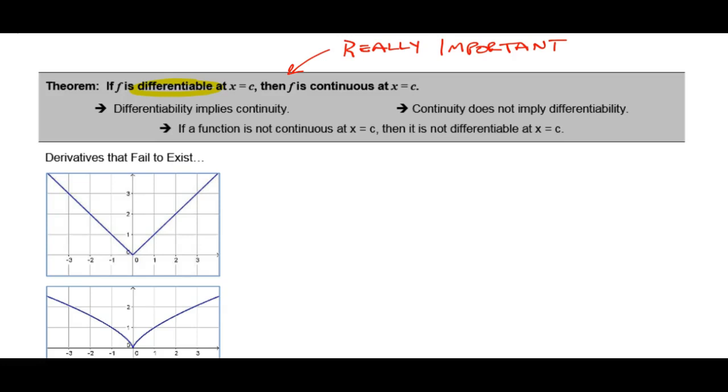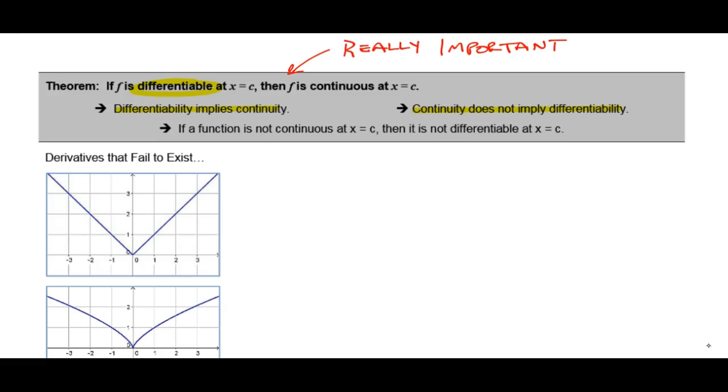Okay? Couple of key points here. If I tell you a function is differentiable, that also means it's continuous. However, if I tell you that a function is continuous, that doesn't necessarily mean that it's differentiable. We've seen two examples: y equals absolute value of x and the cube root of x. Those functions are not differentiable at x equals 0 for different reasons. Last but not least, if a function is not continuous at x equals c, then it cannot be differentiable at x equals c. So if you have a function with a jump discontinuity, it's not differentiable at that jump. If you have a function with an infinite discontinuity, it's not differentiable at that vertical asymptote.